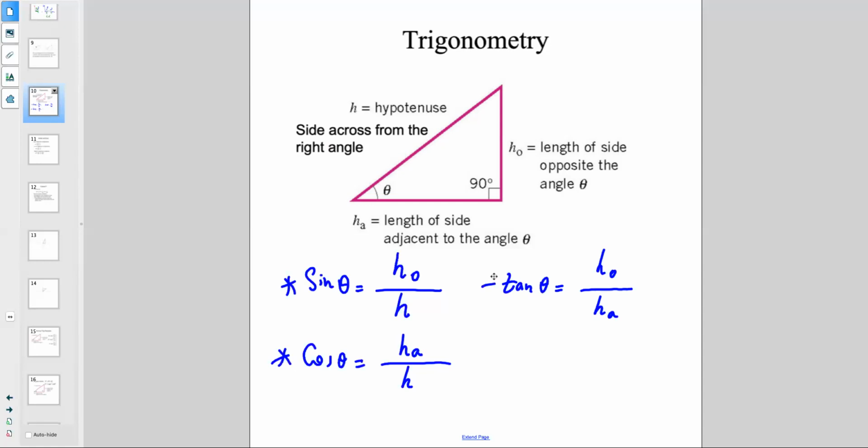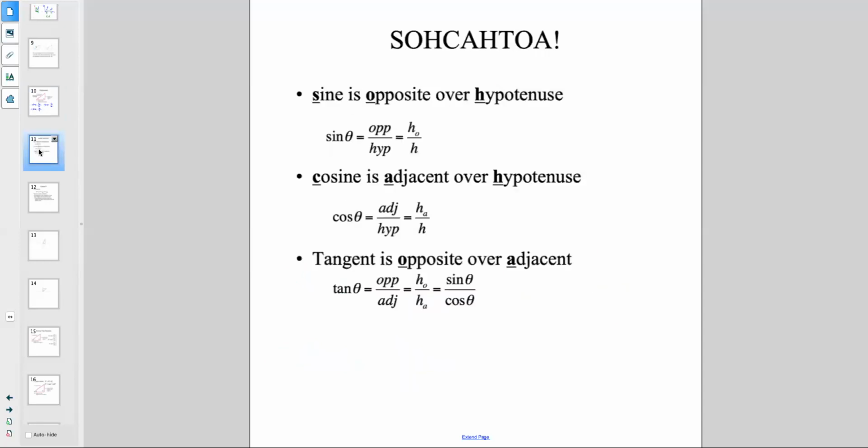These are very important. If you can write this and put it on the side of your computer, or on the door of the fridge to take a look at it every day, that would be great. I have them right here as well. So sine is opposite over hypotenuse, so HO over H. Cosine is adjacent over hypotenuse, so HA over H. And tangent is opposite over adjacent, so tan is HO over HA.